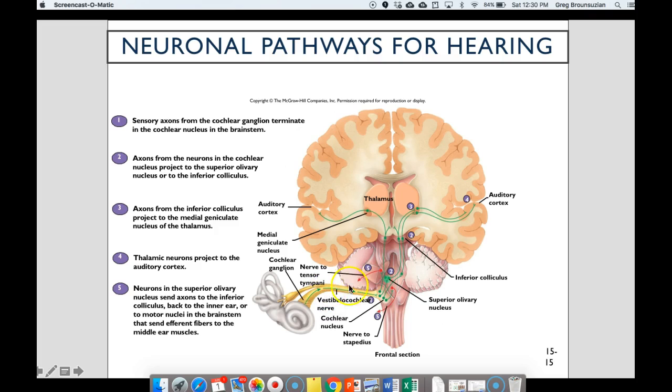Now that information that was sent over through the vestibulocochlear nerve over to our superior olivary nucleus can also synapse with some efferent fibers seen in red here that will head over to our inner ear or to our motor nuclei within the brainstem, to our middle ear muscles that are going to be responsible for contracting reflexively if we hear loud sounds to prevent any damage to our hearing receptors.